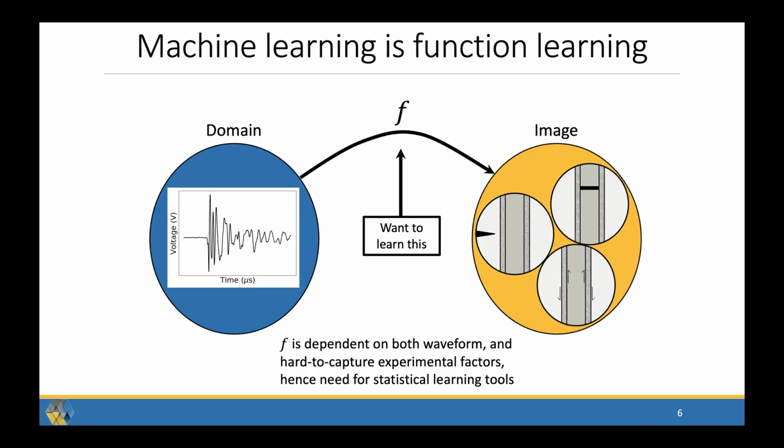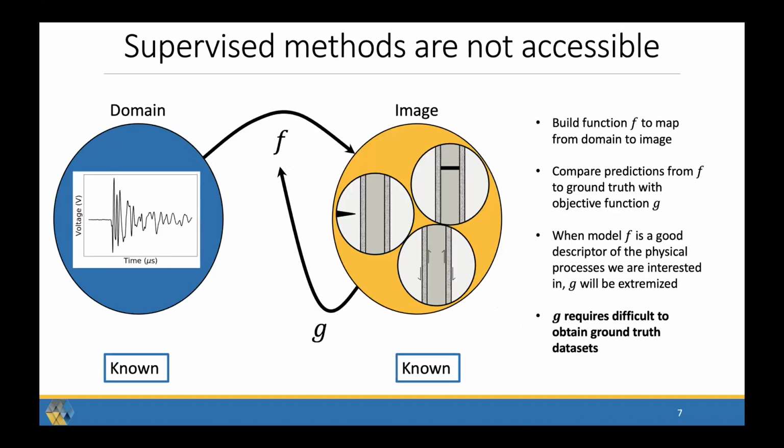The tricky thing with this in experimental mechanics, for example, in acoustic emissions with CMCs, is that this function is dependent on the waveform, but it's also dependent on a lot of hard to capture experimental factors: how well your sensors are coupled, did you pull exactly on axis, and even stochastic factors just in the way the specimens break. So we really do need statistical learning tools here.